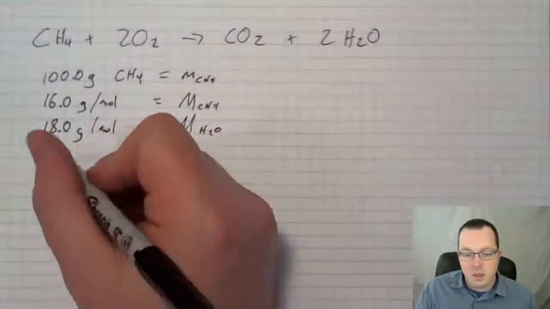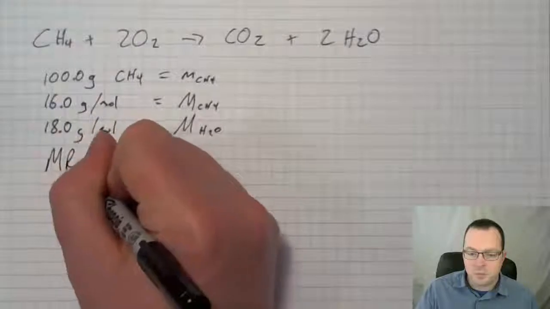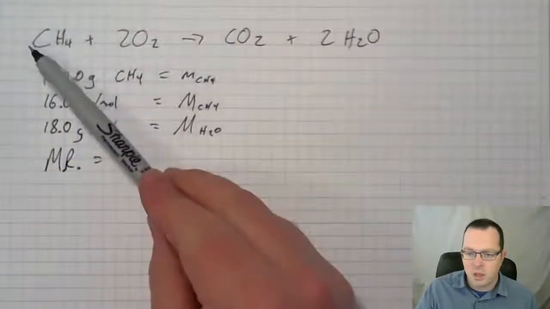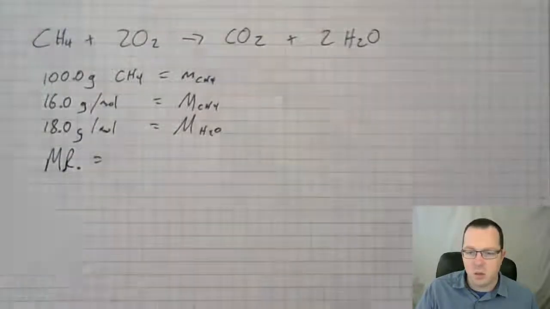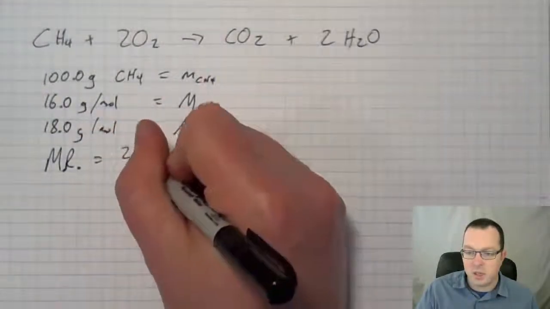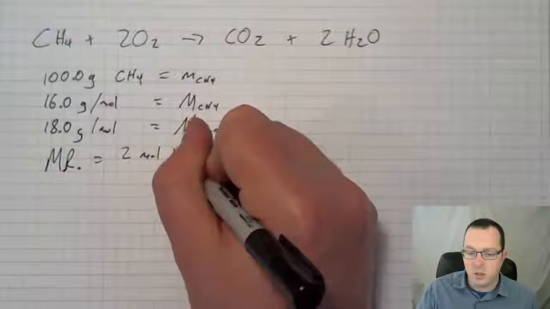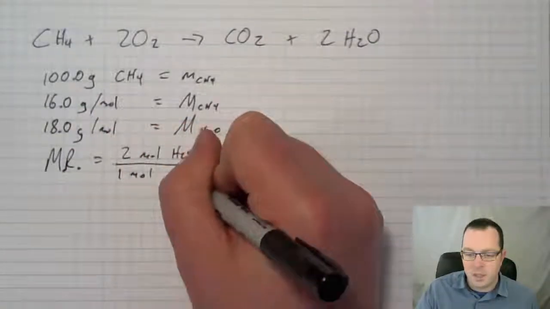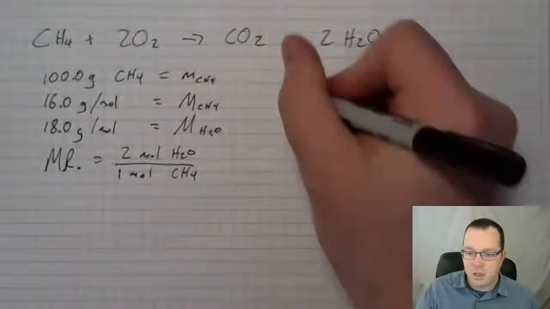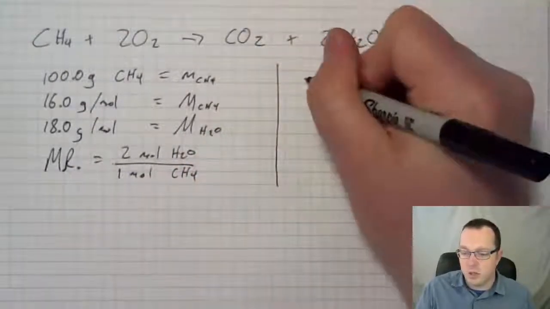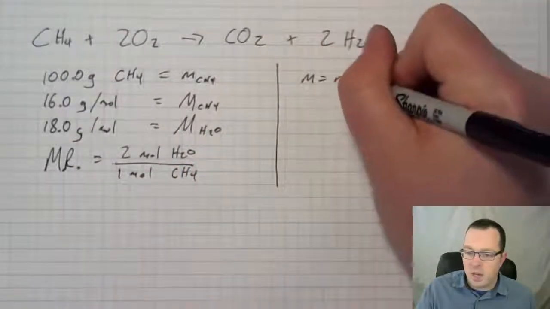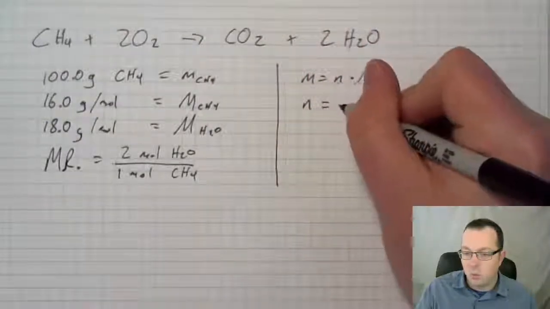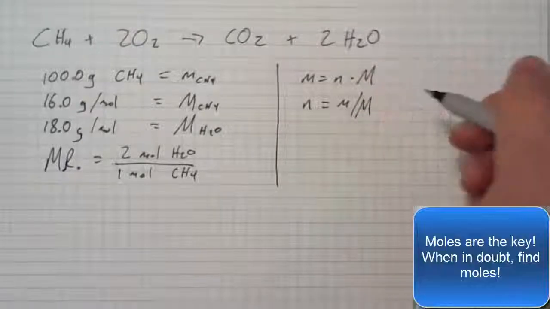And now we need this thing called a molar ratio. The molar ratio is just how many moles of one thing translate to how many moles of the other. So in this case, 1 mole of CH4 will translate to 2 moles of H2O. We write that down as a fraction. We'll need that later. Then let's look at what equations we're going to use. Here's my favorite, the M&M equation: mass equals moles times molar mass, or moles equals mass divided by molar mass.